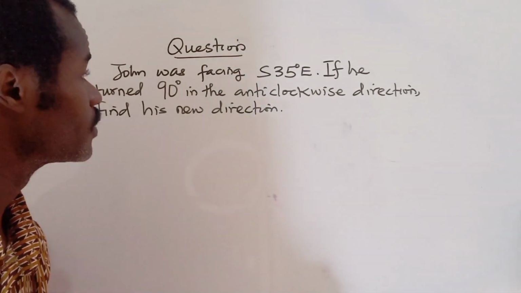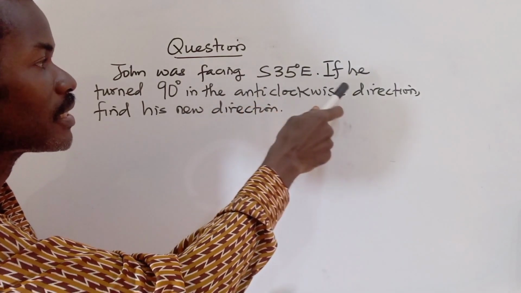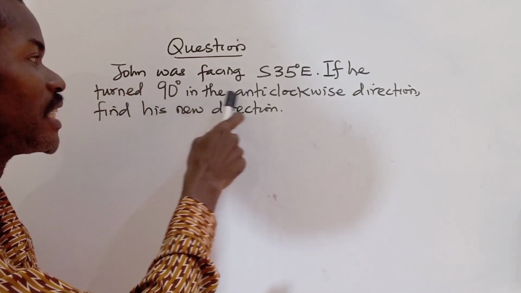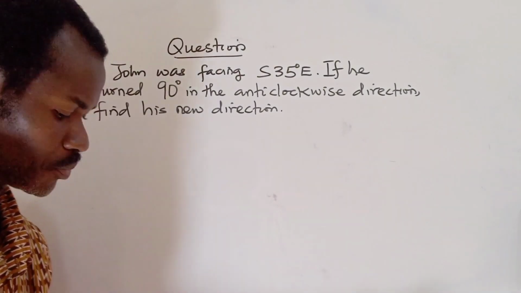It's on bearing. The question says John was facing south 35 degree east. If he turned 90 degree in the anti-clockwise direction, find his new direction.